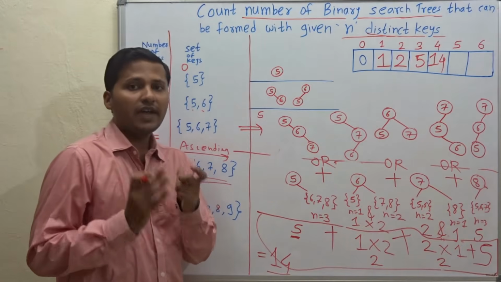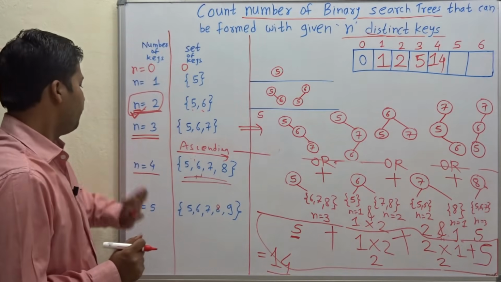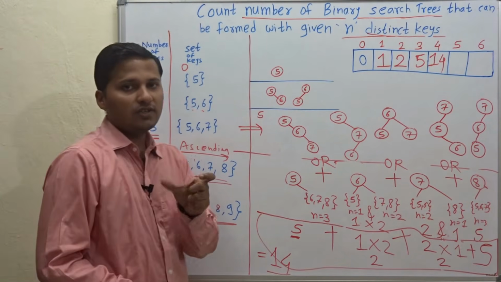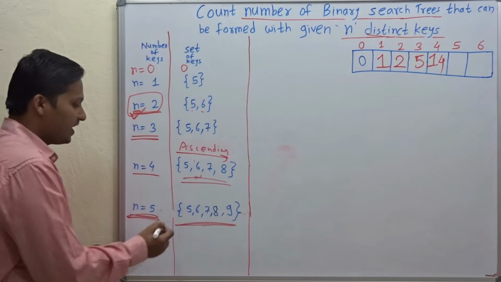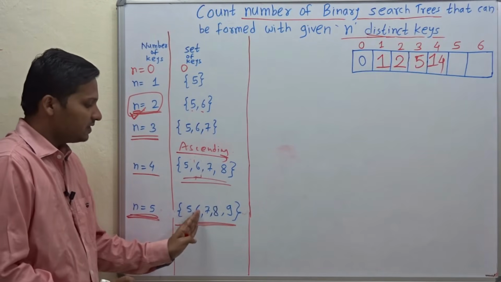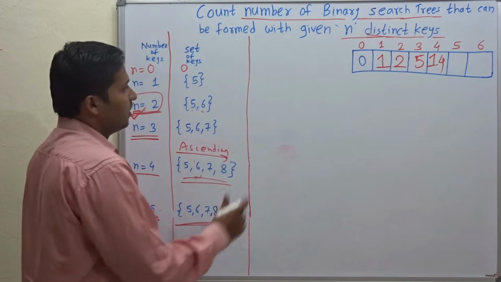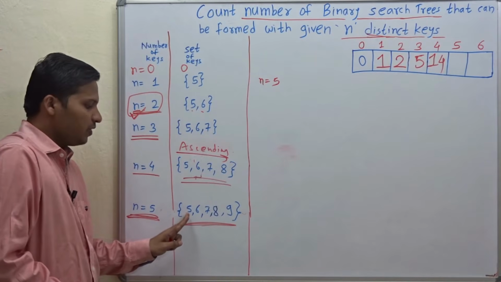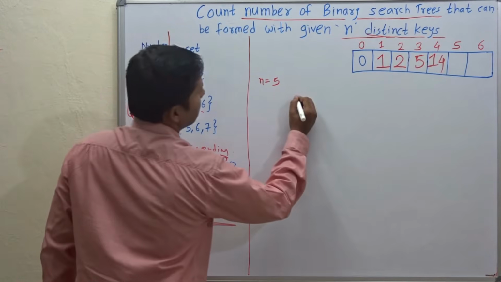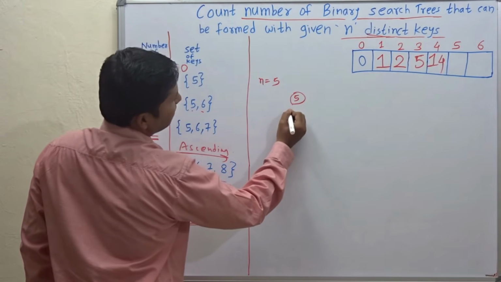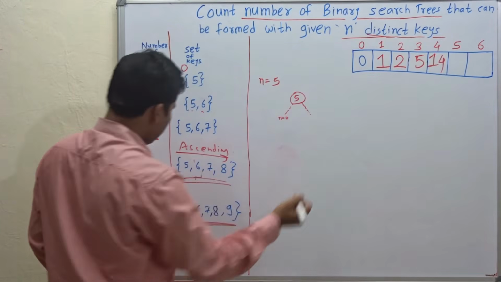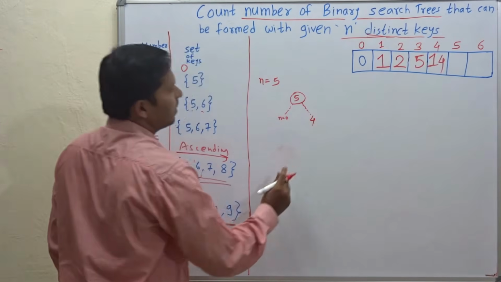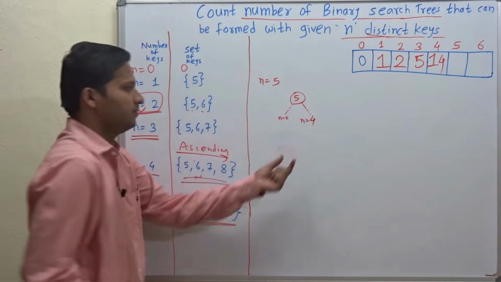Now we are going into the final stage for n equal to 5. So for n equal to 5, I will write the formula totally. So now let's see for n equal to 5. So the set of keys is 5, 6, 7, 8 and 9. So for n equal to 5, in this set of keys, if we make 5 as the root, then there will be 0 keys on the left and the remaining keys on the right, that is 4 keys. So n equal to 4.